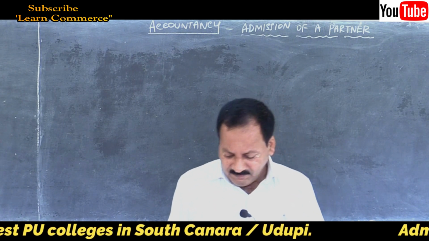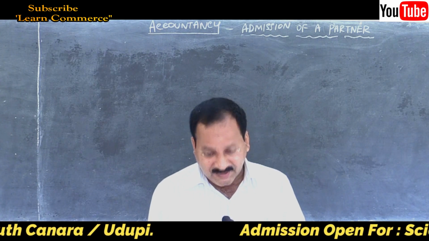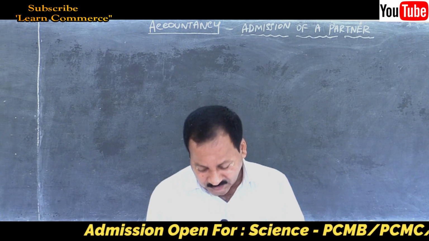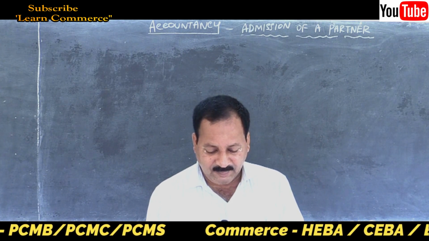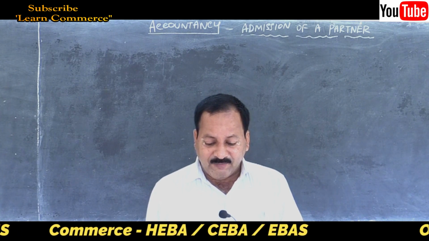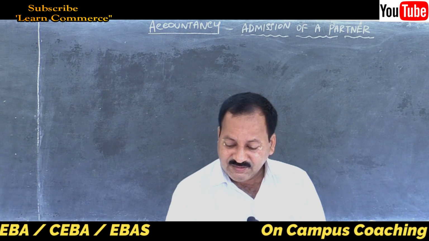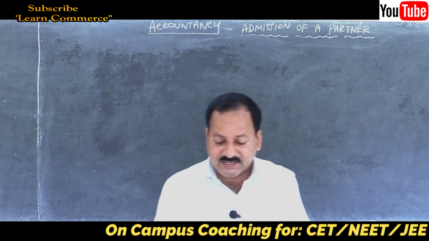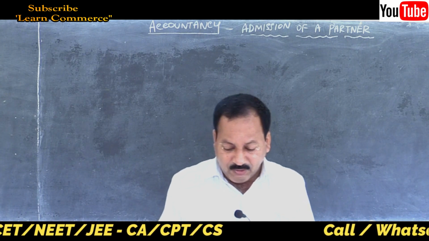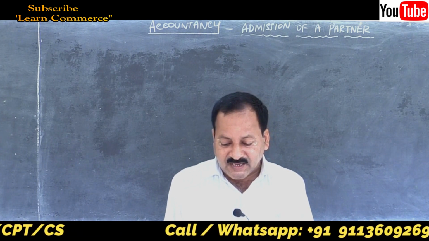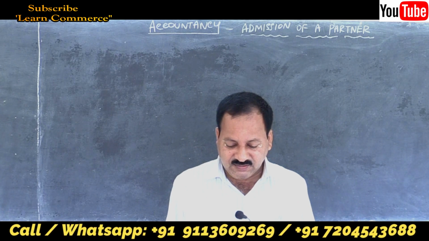Let me read the problem, and in the meantime let us analyze, and then we will solve the problem. Page number 35 of your question bank. Sachin and Dravid are partners in a firm sharing profits and losses in the ratio of 3:2. Their balance sheet is given below. Balance sheet as on 31st March 2017.